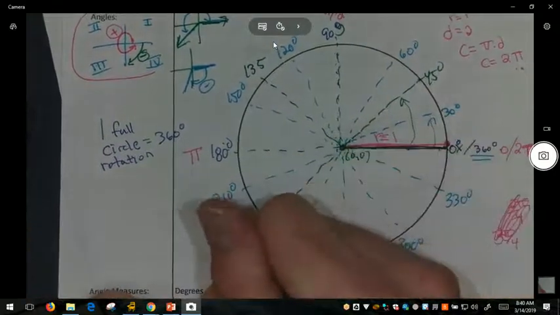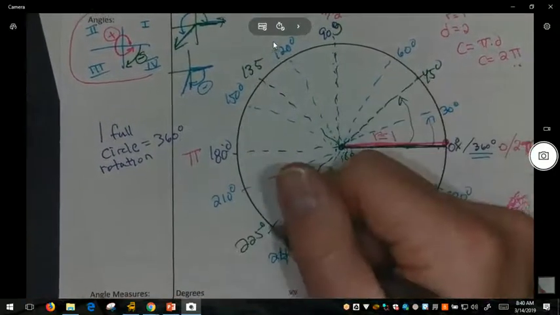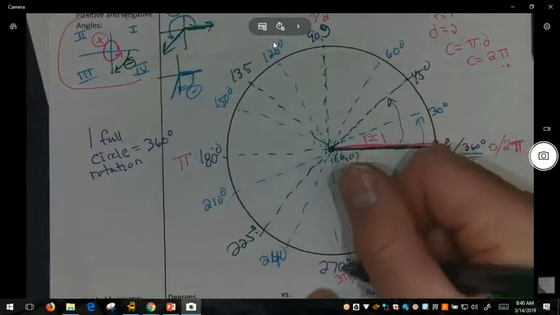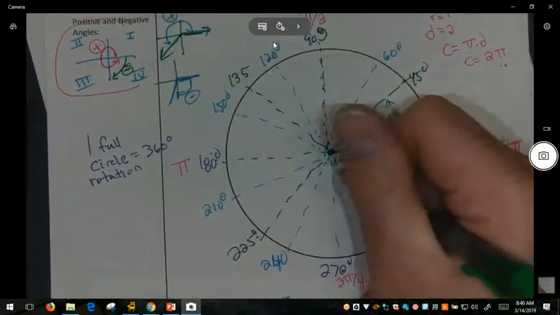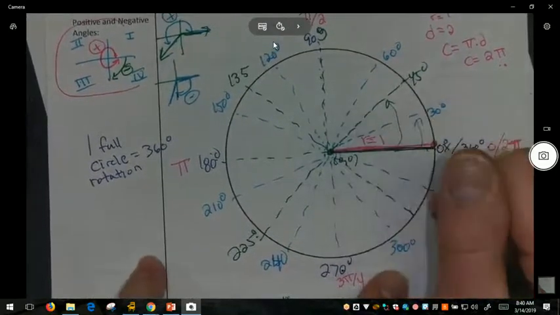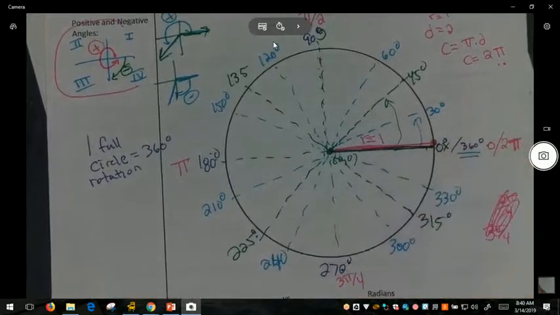180 and 45 is 225. 225 and 45 is 270. 270 and 45, cut this quadrant in half, is 315 degrees.